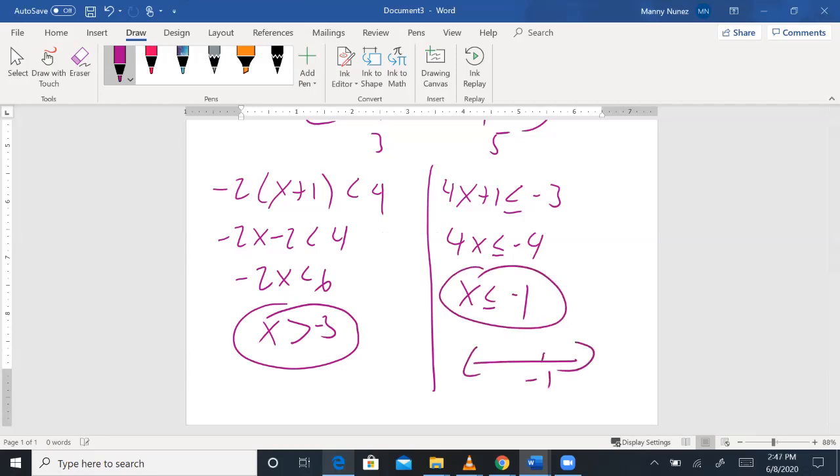So here's -1. Here's -3. I know it's got to be bigger than -3, but it's got to be less than -1. And -3 is smaller than -1. So I can actually say the inequality is going to be like this. Okay, x is going to be greater than -3, but it's got to be less than or equal to -1. So since it's an in-between kind of thing, there you go. That's how it's written there. And -3 again is smaller than -1. That's really important.